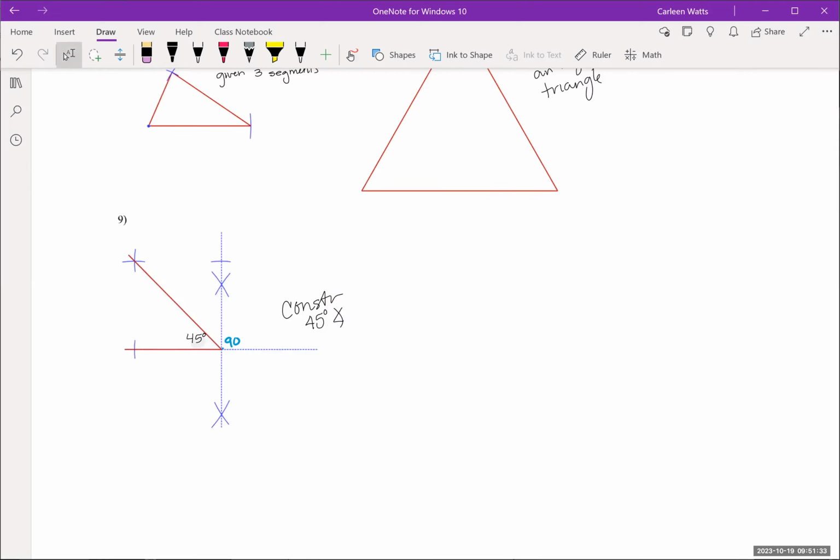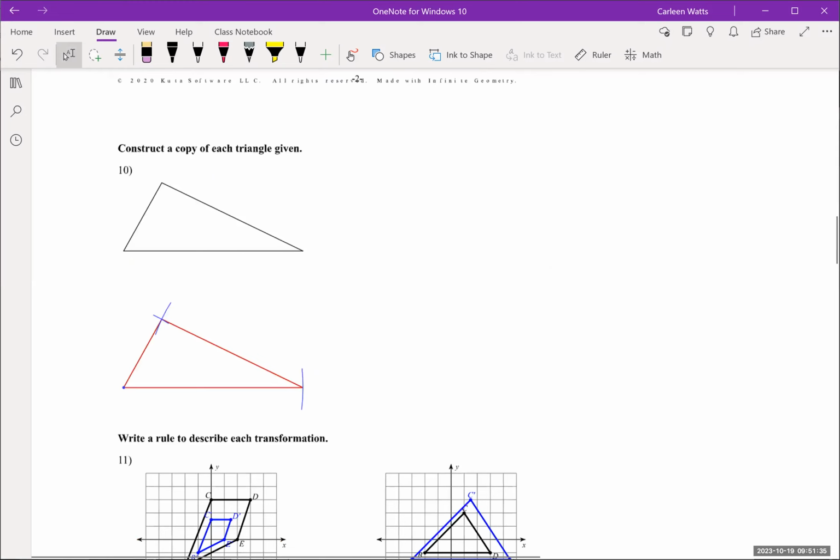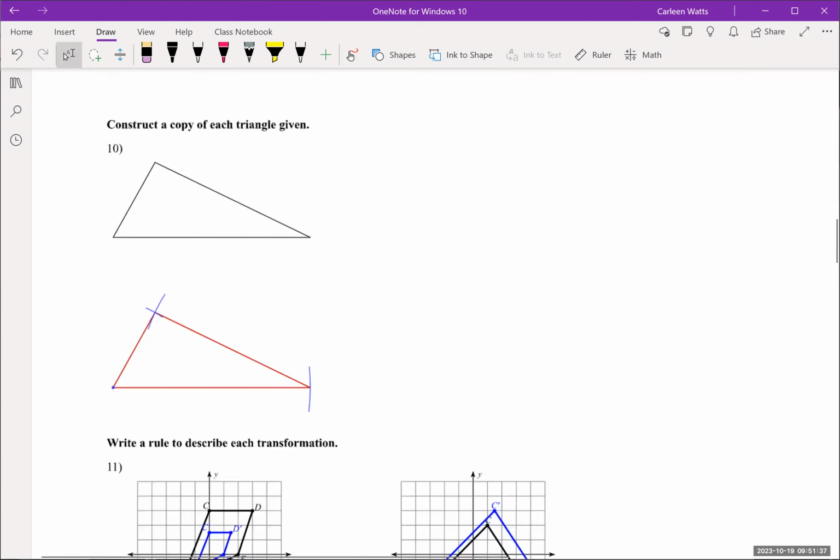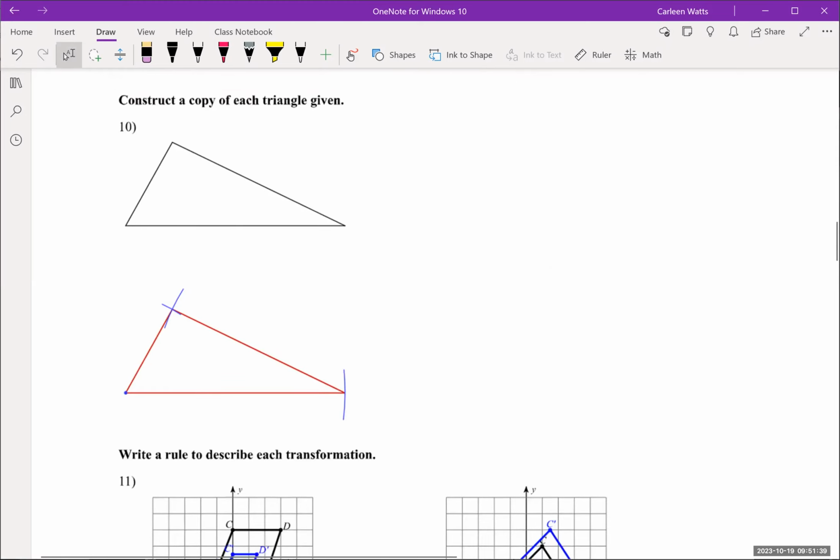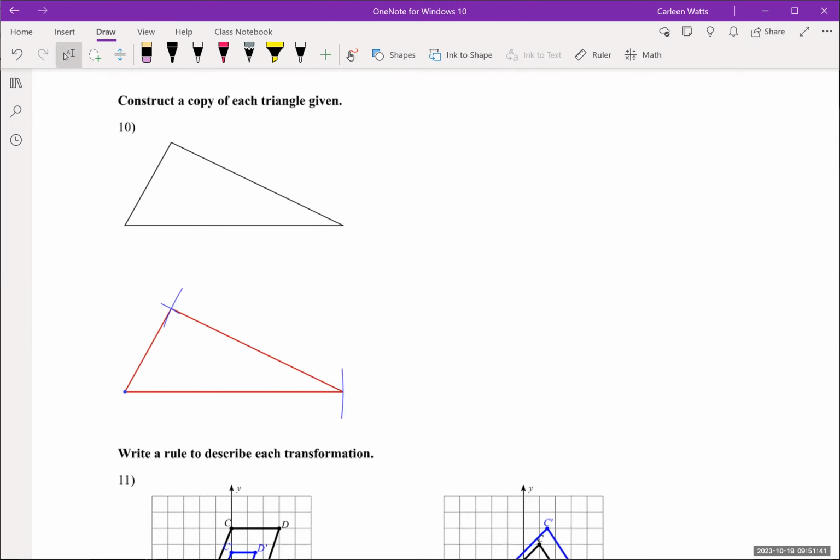Alrighty, we're going to keep moving. Oh, there's another one. This one, I'm just going to tell you because it's in the directions. Copy a triangle. That's really funny. That was supposed to change. I need to clean up this packet. Okay, copy a triangle.